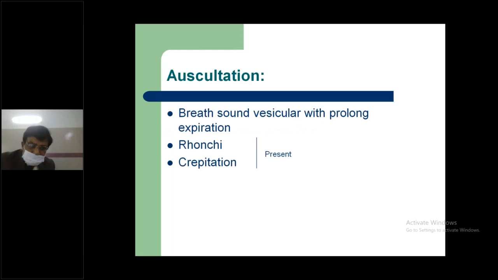On auscultation, breath sound is vesicular with prolonged expiration. And there may be presence of rhonchi and crepitation. These are the findings of emphysema and chronic bronchitis.